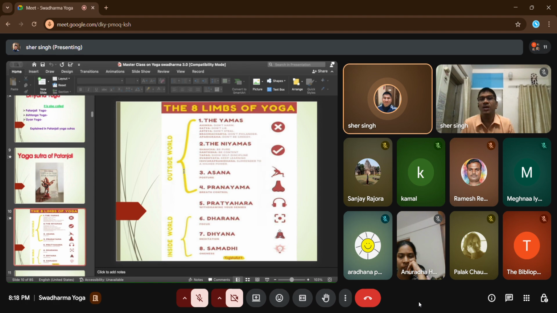So these are the 8 limbs of yoga. You can see them on the slide. First are the yamas: satya, ahimsa, asteya, brahmacharya, and aparigraha. Ahimsa, we all know, is non-violence. Satya is always truthfulness. Asteya means don't steal.